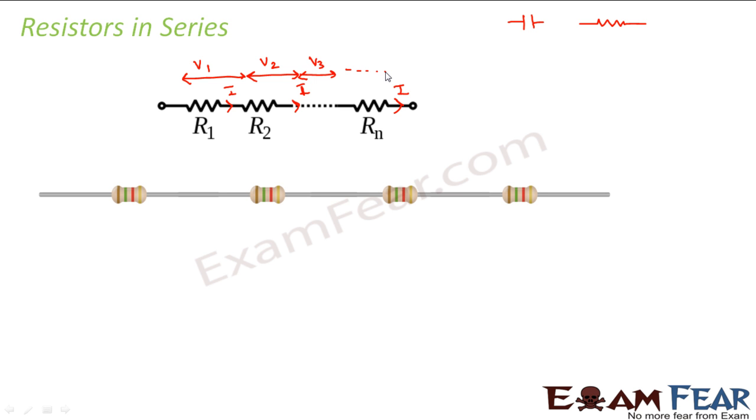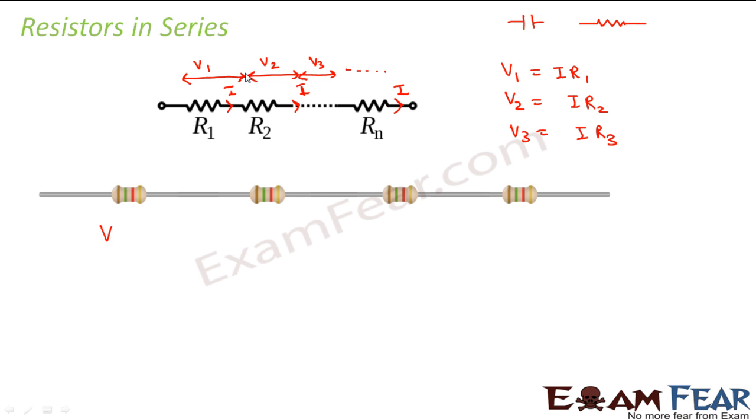So what we can say is V1 is nothing but I into R1, according to Ohm's law. That is, the potential difference across resistor R1 is the current flowing through R1, that is I, into the resistance R1. Similarly, V2 will be equal to I into R2. Similarly, V3 will be equal to I into R3 and so on.